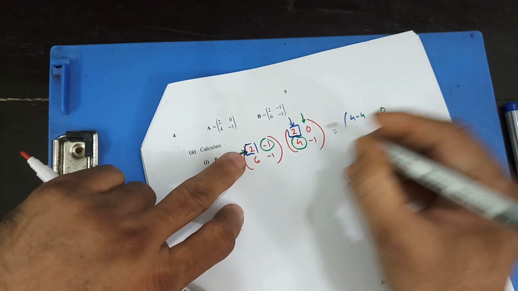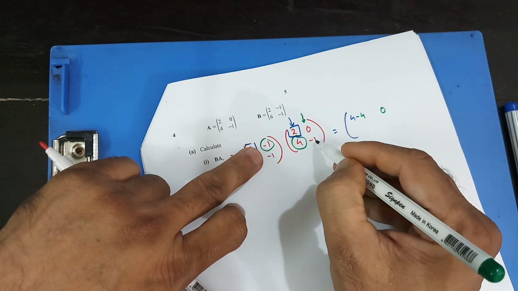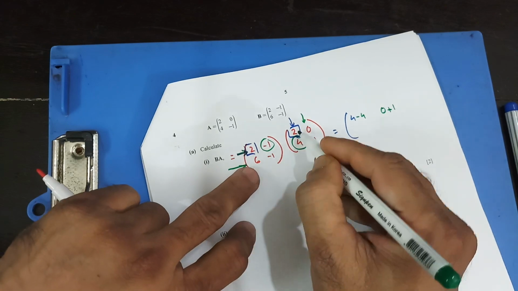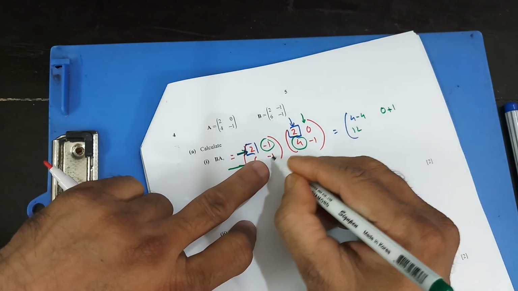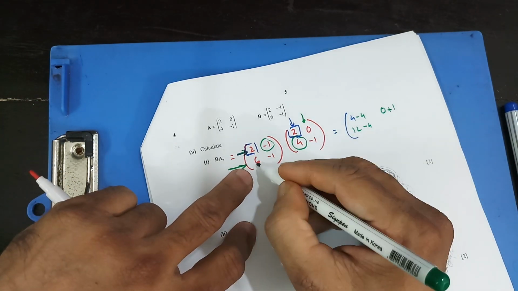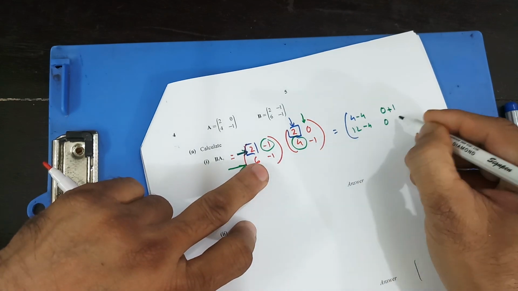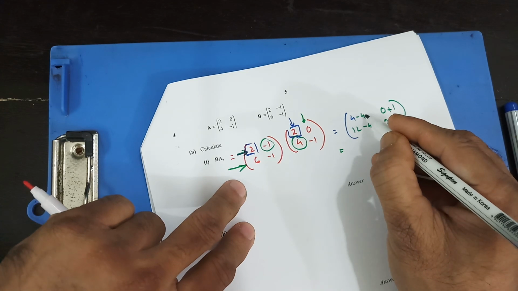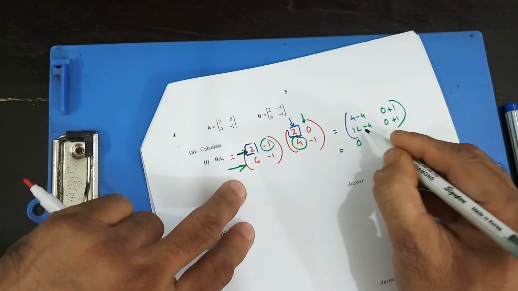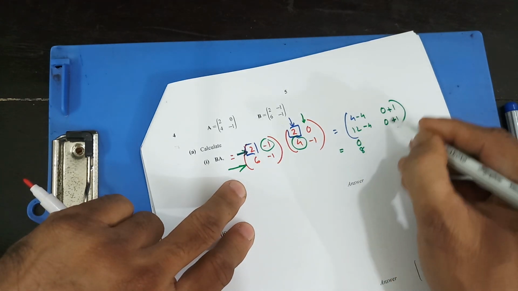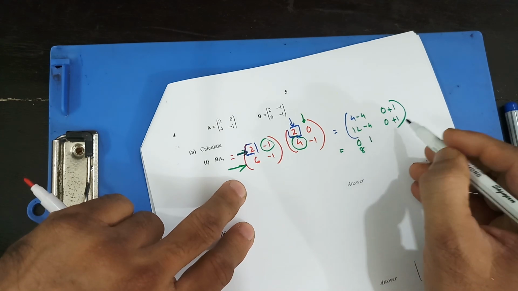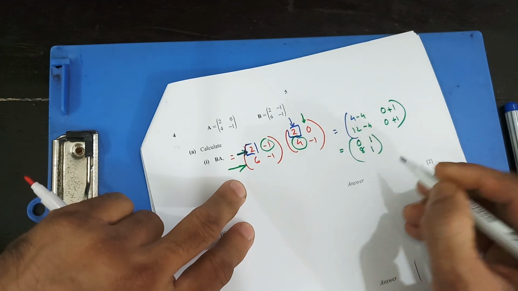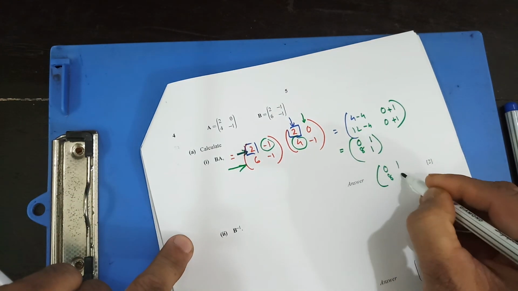So 2 times 0 is 0. Then this and this left out, minus 1, plus 1. And same thing over here, 6 times 2 is 12, then minus 4. And now this one, 6 times 0 is 0, minus plus 1. So you end up with 4 minus 4 is 0, 12 minus 4 is 8, 0 plus 1 is 1, and 0 plus 1 is 1. So that's your answer: 0, 8, 1, 1.